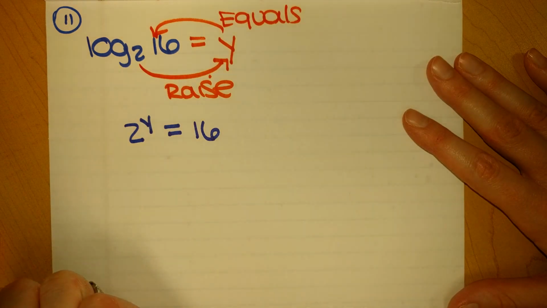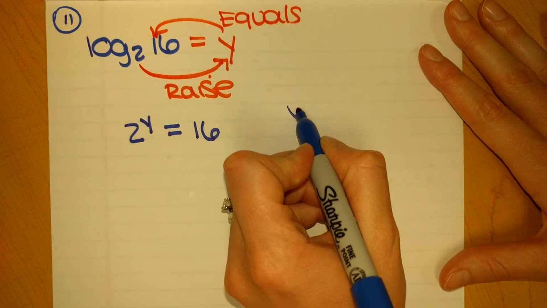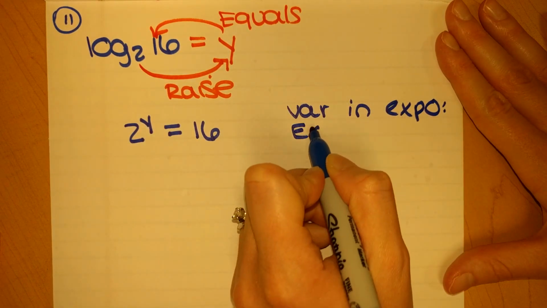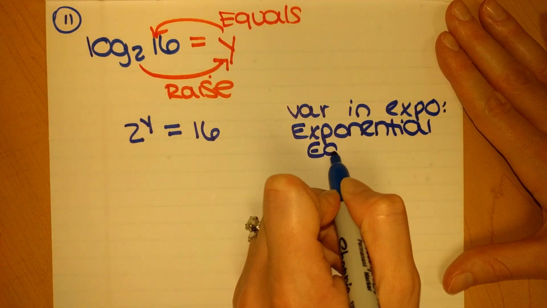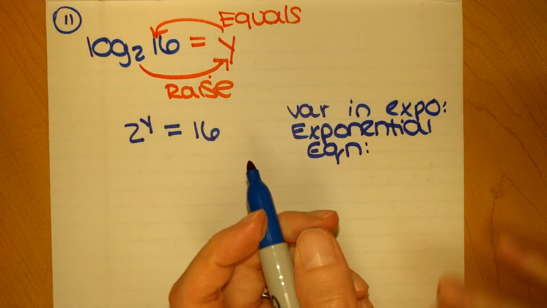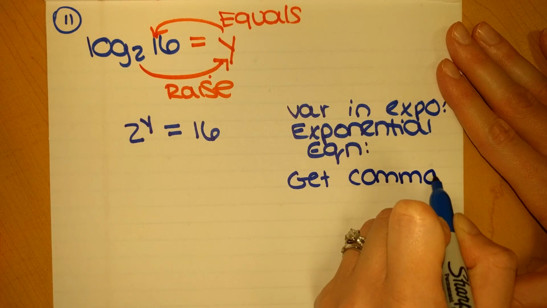Now, if you look at where the variable is, it's in the exponent. Because the variable is in the exponent, we have an exponential equation. And with an exponential equation, we have 2 different methods. We can get a common base, or we can take the natural log. But for this particular section, we are going to get a common base.